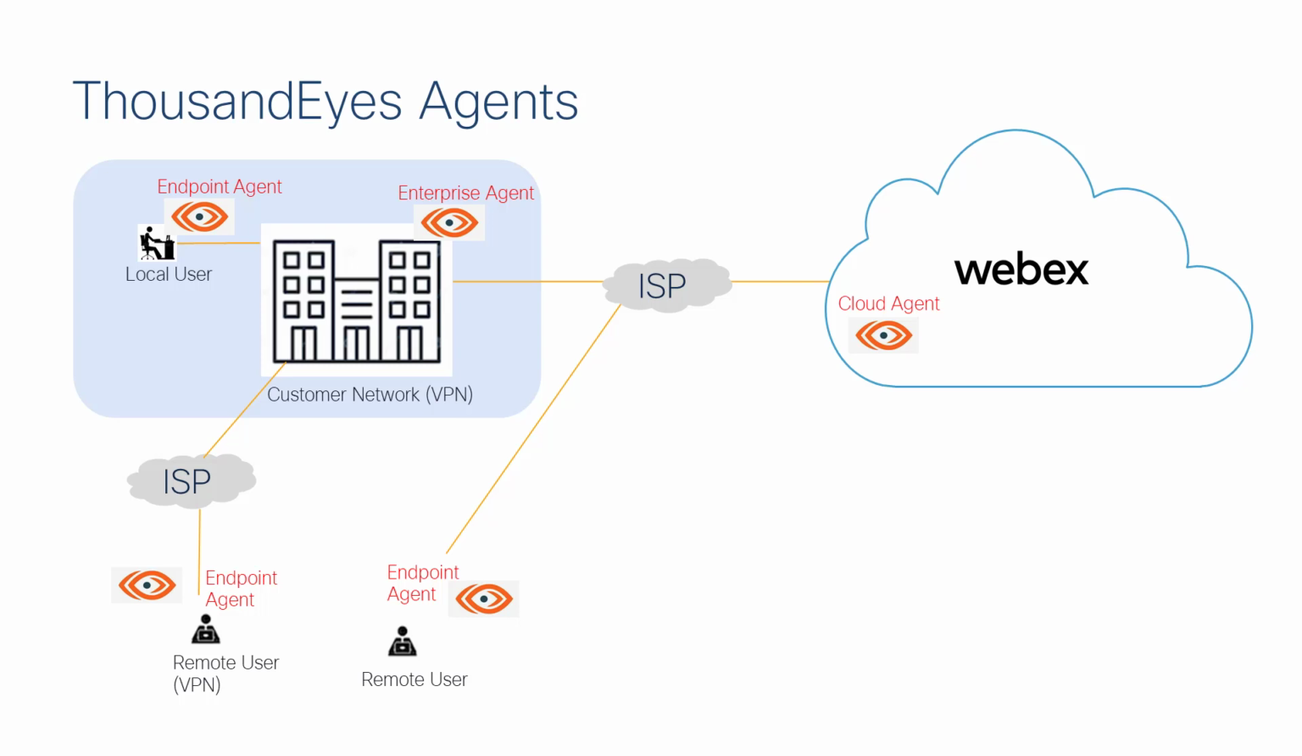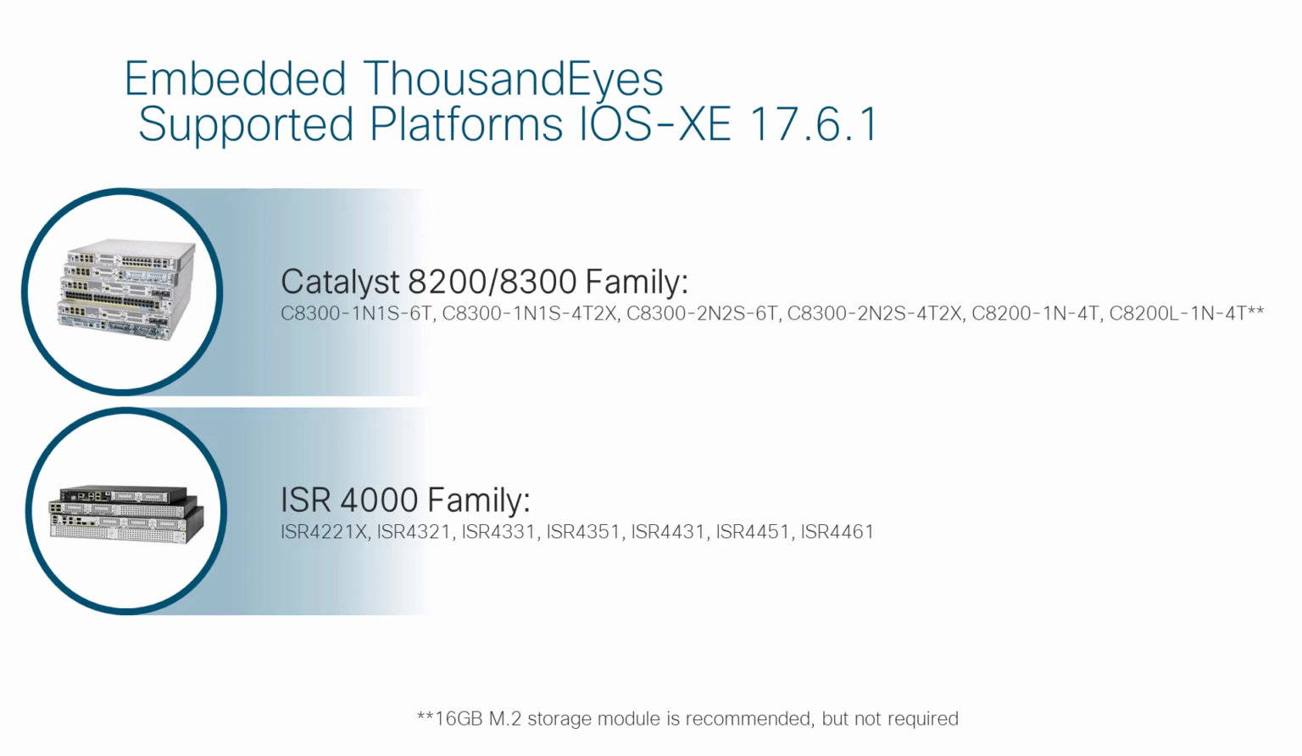An enterprise agent is used to test targets from inside your network or from your infrastructure within your control. For example, a customer can be gathering metrics from the enterprise agent all the way to a WebEx cloud agent. Also, you can run a test from an agent to a fully qualified domain name. Cisco has made it easy to deploy enterprise agents within the routing platforms. In this slide, you can see the Catalyst 8K and the ISR 4K supported platforms that can have an enterprise agent running as a container in the router.